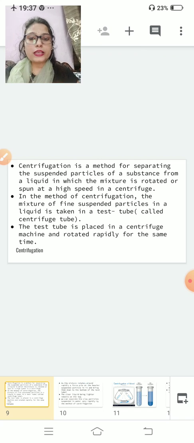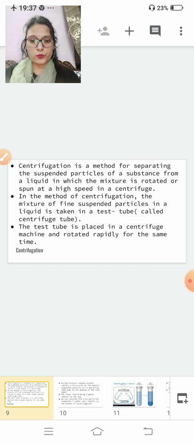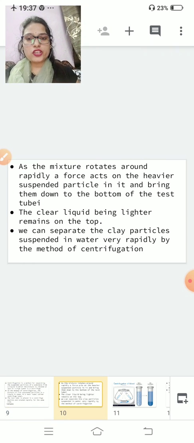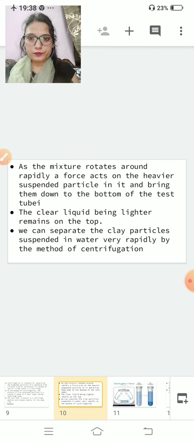I am reading, listen carefully. Centrifugation is a method for separating the suspended particles of a substance from a liquid, in which the mixture is rotated or spun at a high speed in a centrifuge. In the method of centrifugation, the mixture of fine suspended particles in a liquid is taken in a test tube called the centrifuge tube. The test tube is placed in a centrifuge machine and rotated rapidly for some time. As the mixture rotates rapidly, a force acts on the heavier suspended particles in it and brings them down to the bottom of the test tube. The clear liquid being lighter remains on the top. Clear? The heavier will settle down and the lighter will come up. We can separate the clay particles suspended in water very rapidly by the method of centrifugation. Clear?